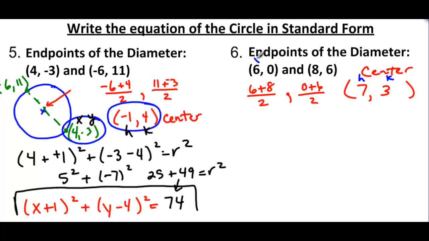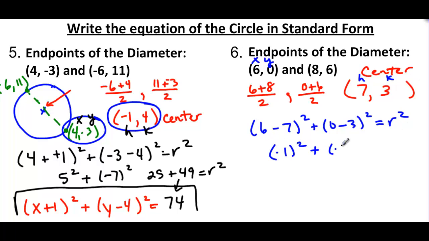From there, I know this is my h and my k, and I can pick any point. It doesn't matter which one. I'm going to use the one with 0 just because it's a little bit nicer. There's my x, y. So if I take (x minus h) squared plus (y minus k) squared equals r squared, I can find my r squared. I have my center, and I'm done. (-1) squared plus (-3) squared is my r squared. So 1 plus 9 equals r squared.